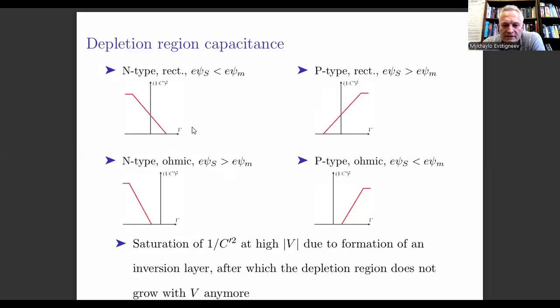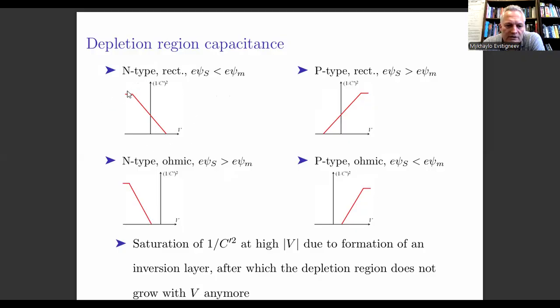So these are the characteristic shapes, the patterns, the inverse capacitance squared versus applied voltage curves for P and N semiconductor contacts with the metal for the cases when the contact is ohmic and rectifying. We can understand these curves by thinking what happens to the majority carriers when you apply positive or negative bias, depending on the type of the semiconductor.